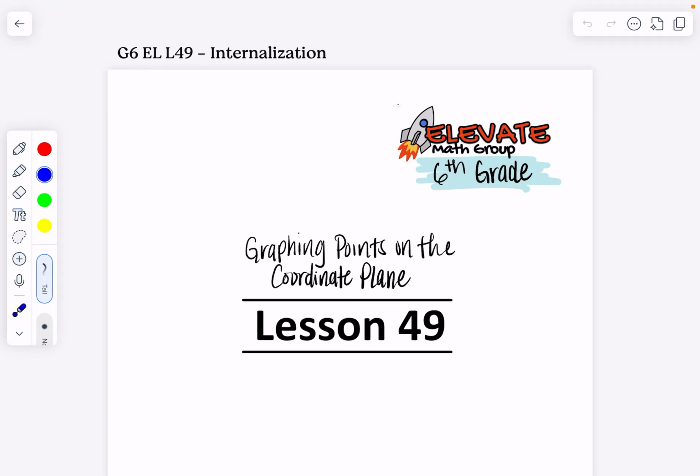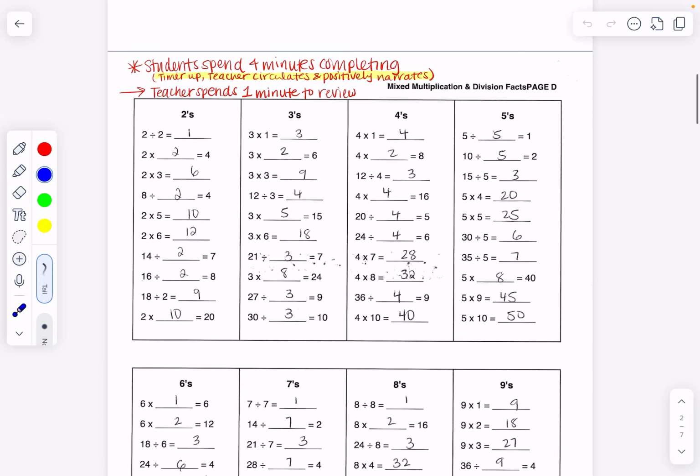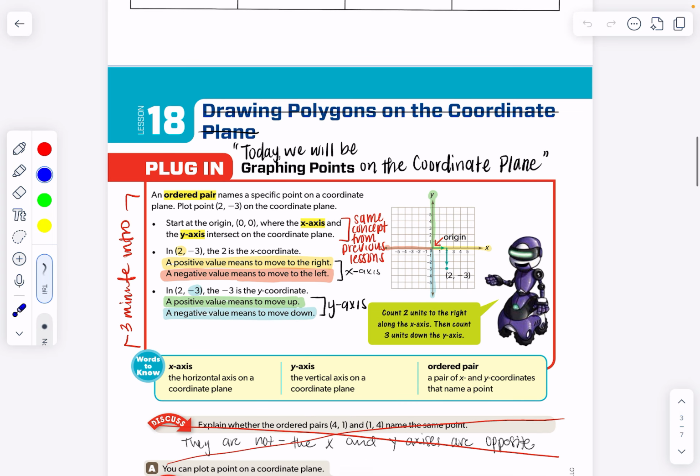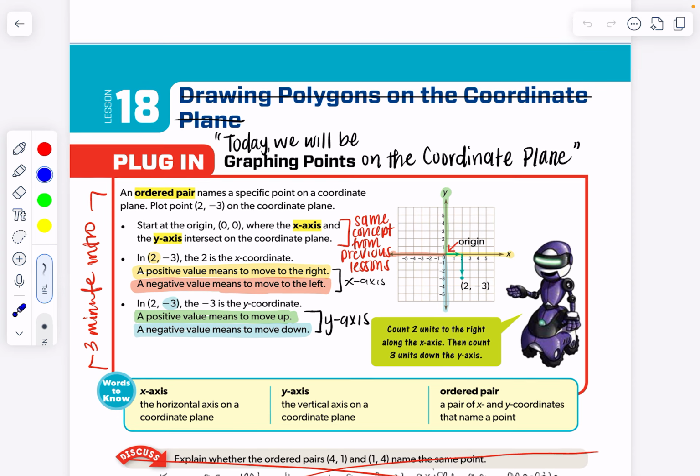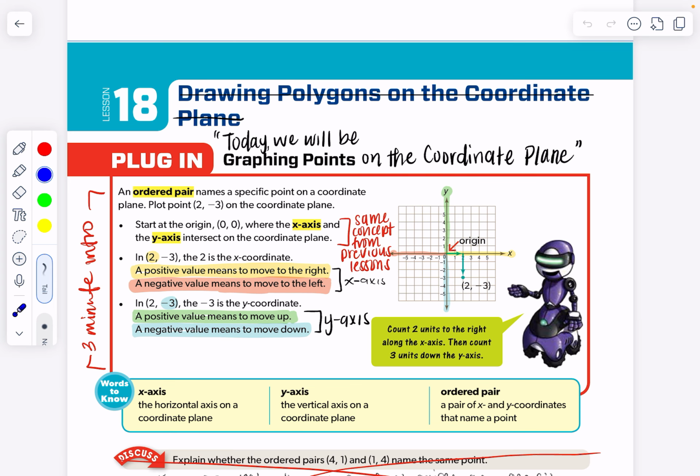Hi everyone, for our 6th grade Elevate groups today, we are graphing points on the coordinate plane. This means that we are working across all 4 quadrants. So, just like the past few days, we are continuing work with ordered pairs. That is not new learning.